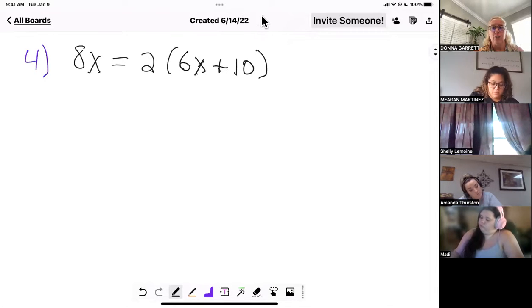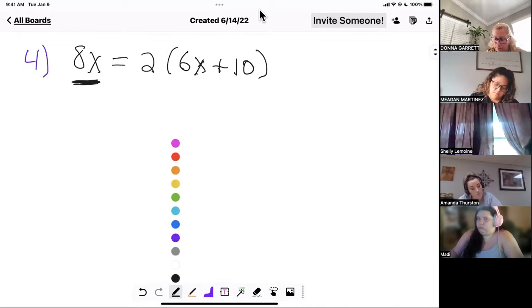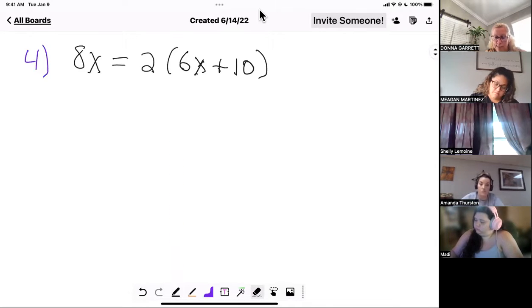Now, I'm gonna let you try it, but I want you to be really careful because this 8x is by itself. You can't move that. You want to keep that 8x there. Meaning whatever's on the right side for x, you're going to move over here. So just try it. Now I'll explain the whole thing after you try it.